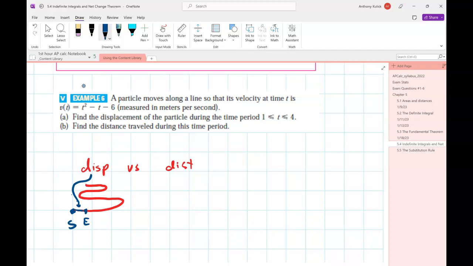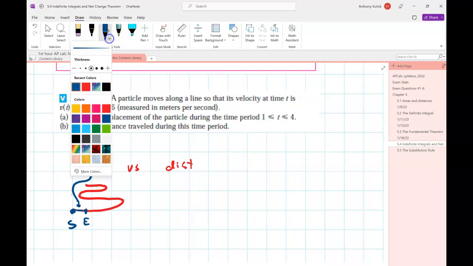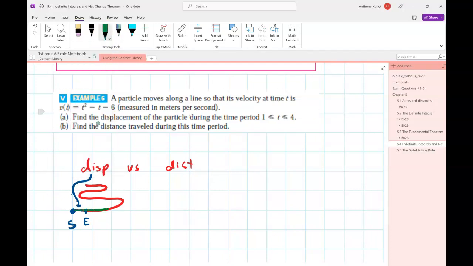Versus the distance traveled would have been that length. That length is the distance traveled. Everybody's okay with the difference between the two? Displacement is just how far you are from the start, but you could have gone forwards and backwards a bunch of times and done a whole bunch of walking, but really ended up with no displacement.